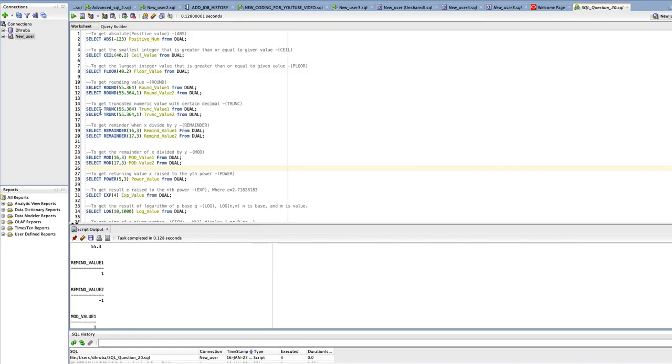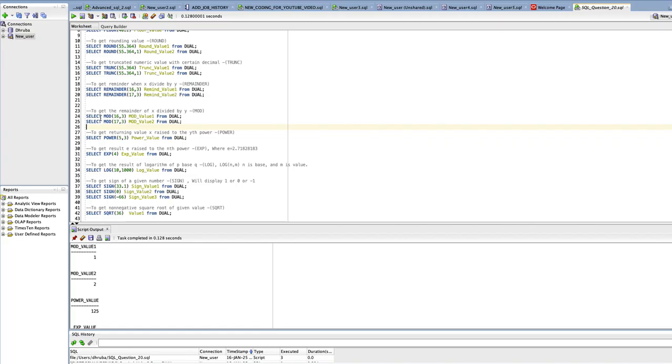The next example is remainder. Select remainder 16,3 from dual gives the value positive 1. And remainder of 17,3 gives the value negative 1. The next function is mod. Mod of 16,3 gives the value positive 1. And mod of 17,3 gives the value positive 2. The next function is power. Power 5,3 means the third power of five. It gives the value 125.